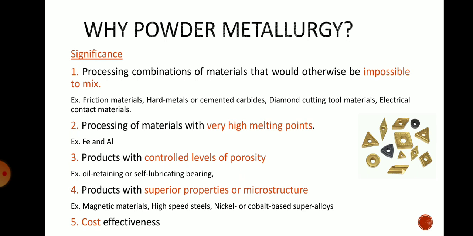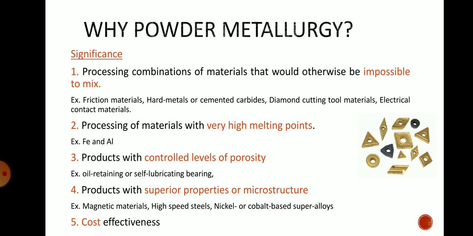Secondly, the processing of materials with very high melting points. For example, iron has a melting point of nearly 1700. Such a high melting point is difficult to achieve, or requires special processes. To avoid that, the simple powder metallurgy process can be used to get the desired product without reaching that much higher melting point. So this is the second significance: we can avoid processing materials at very high melting temperatures.